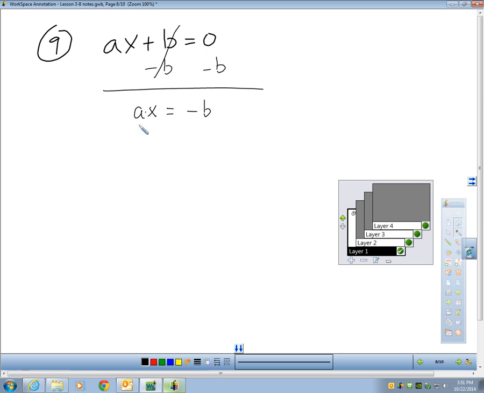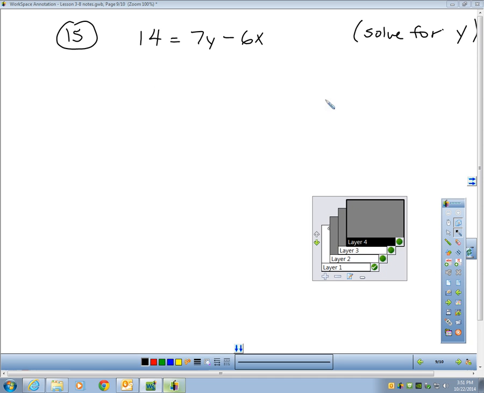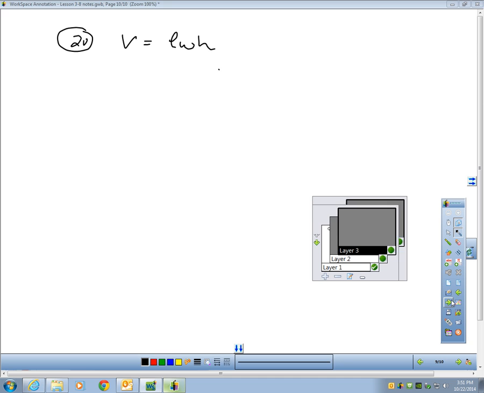To finish the problem, I got to divide by a. So I divide each side by a. This is a very abstract answer. I can't tell you what the numerical amount is, but x would equal whatever negative b over a would work out to. And then one more, or a couple more here. I'm going to skip 15. I think we've done enough examples of that for right now. But let's do 20. 20 is solve the formula for the indicated variable.